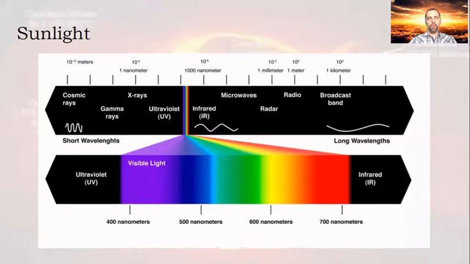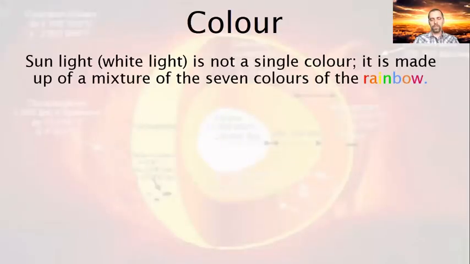As we discussed before, the visible light is only a part of the spectrum. We see it as a white light. But as you see, this is the visible spectrum. It is not white, but a mixture of different colors. So let's investigate its color a bit. As I said, it's not a single color, but it's a mixture of 7 colors of the rainbow.